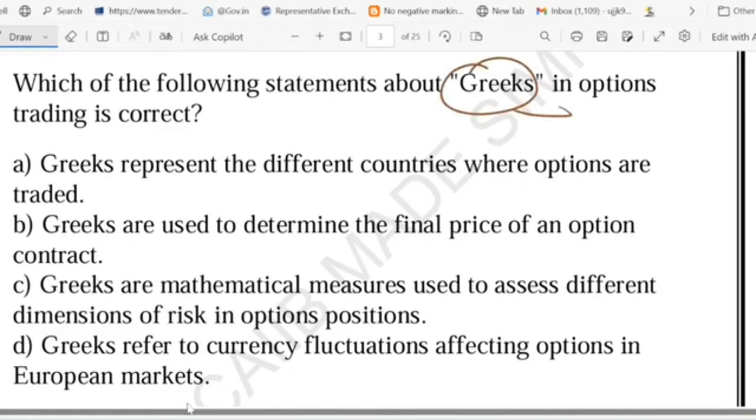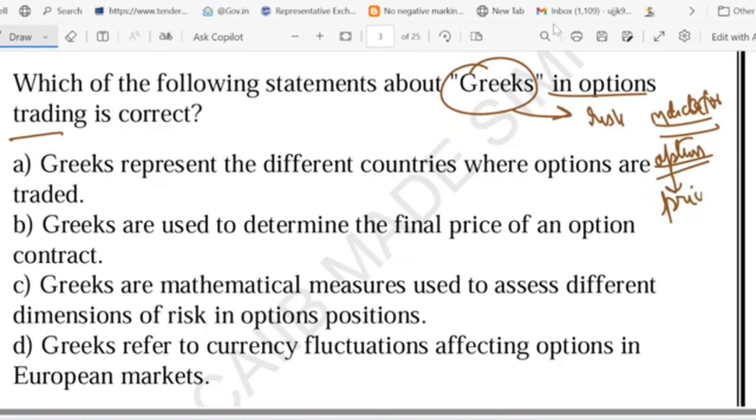First of all, let's understand the meaning of Greek. Basically, in the case of option trading, Greeks are not people or countries. Rather, they are just risk indicators. In one word, I will say they are risk indicators. That's it. They help the trader understand how sensitive their option is to different factors. Like what are the factors? Price change, this is one factor. Time left, this is another factor. Interest rate, this is the third factor. And market volatility, this is the fourth factor.